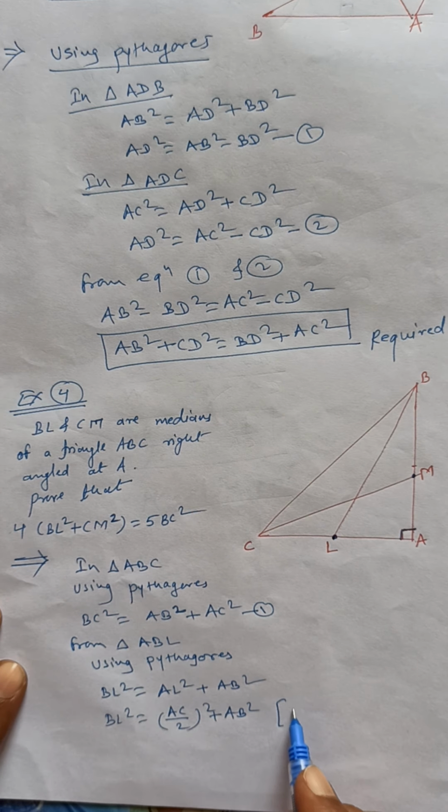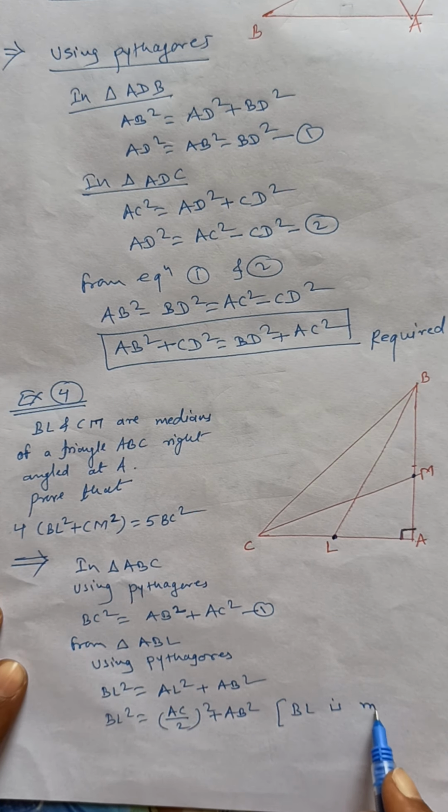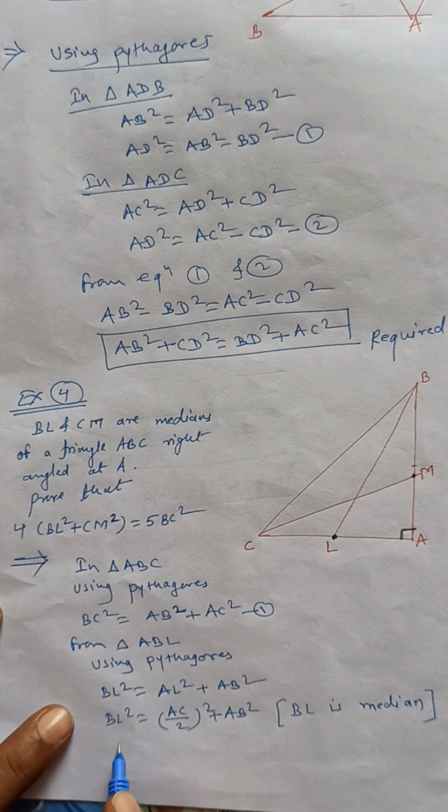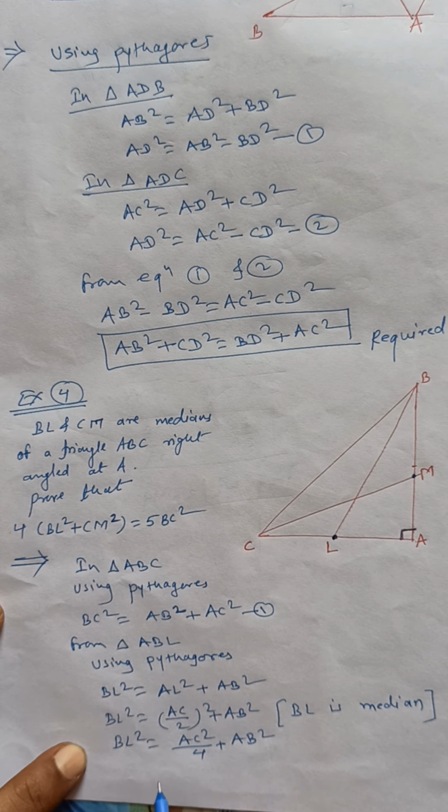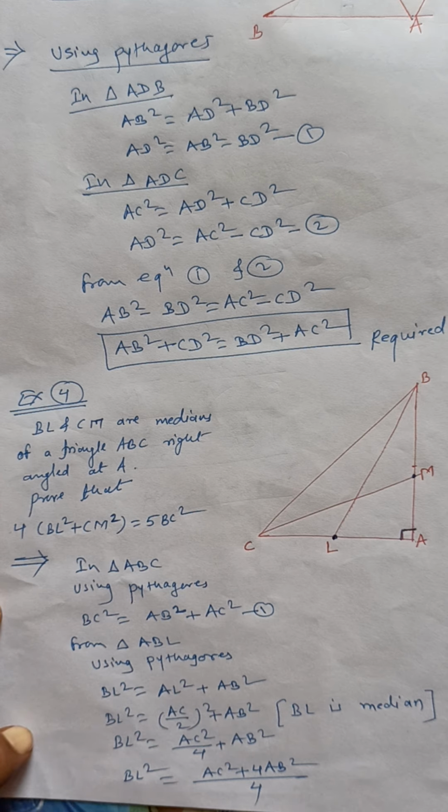The reason is BL is a median and L is the midpoint. So we can give this reason there. So BL square is equal to AC square upon 4 plus AB square, by squaring: AC square, and 2 square is 4. Equating the denominators, BL square is equal to (AC square plus 4 AB square) upon 4. This 4 I'll shift to the left hand side. How? See.